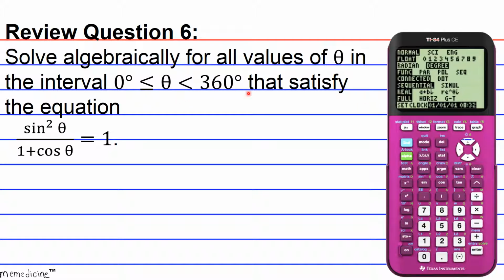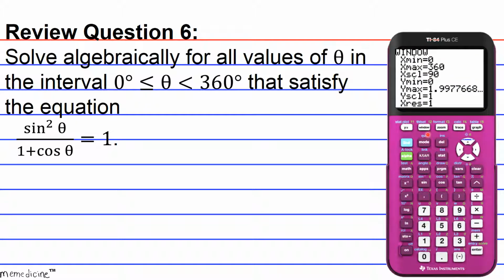So we also want to represent this within the brain of our calculator as well. So what you're going to do is hit window, okay? Then it's going to pull up the screen. The first thing you're going to do is let x minimum be equivalent to 0 degrees. Then you're going to press your down arrow, and then you're going to let x maximum be equivalent to 360 degrees by typing in 360.